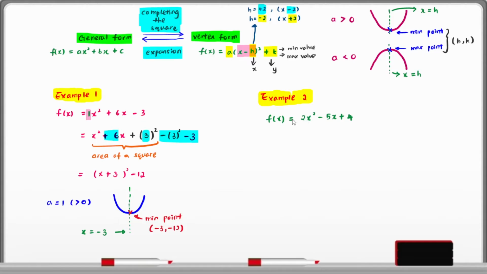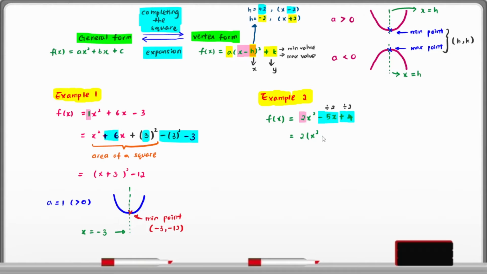Example number 2, the quadratic function is 2x squared minus 5x plus 4. First, make sure a is equal to positive 1. In this example, a is positive 2. Therefore, first we're going to do the factorization. We're going to take the number 2 and put it outside here. Here is going to be the x squared. And for the minus 5x and plus 4, we're going to divide both of them by the number 2.